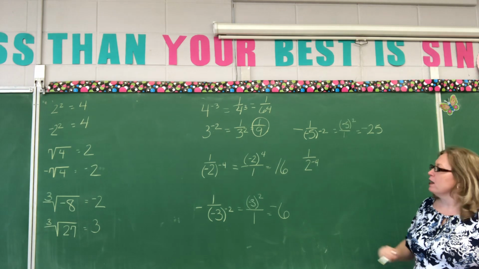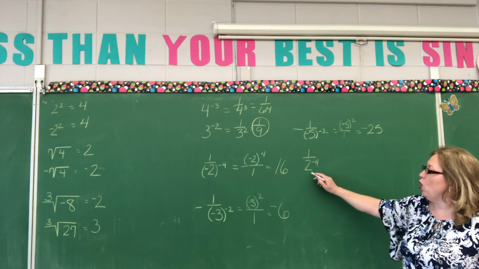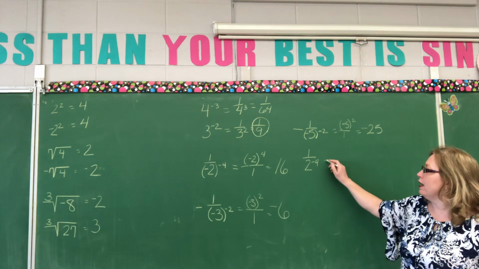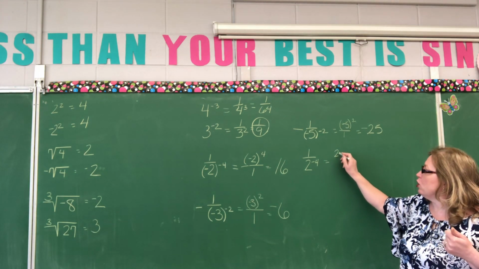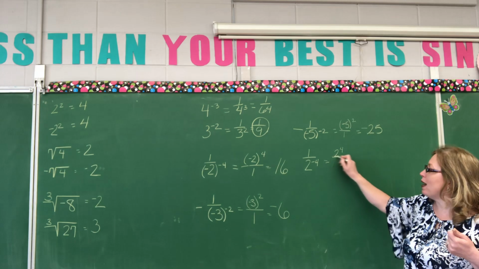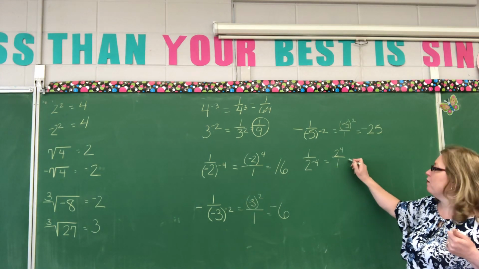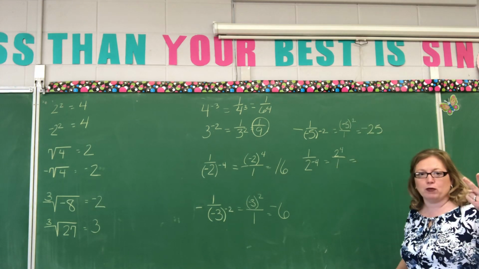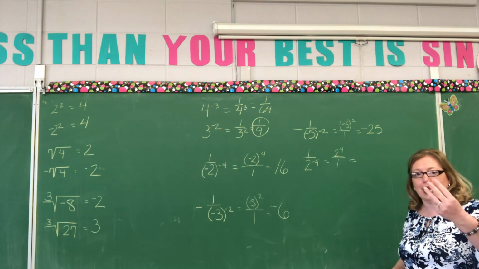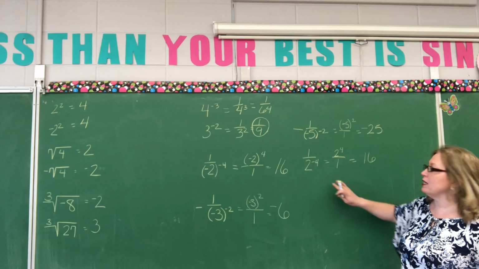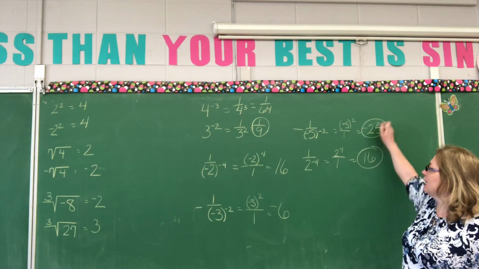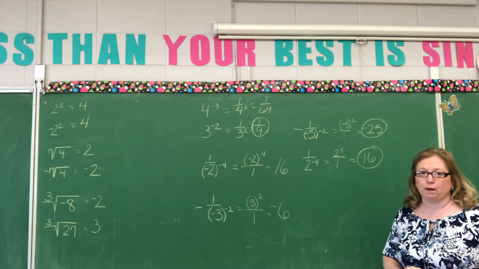Okay? Now I have 1 over 2 to the -4th. Okay? What are we going to do? Use the reciprocal. So it's 2 to the 4th power over 1. And if I want to solve it all the way out, 2 times 2 is 4, times 2 is 8, times 2 is 16. There's no negative signs here, so 16 is my final answer.